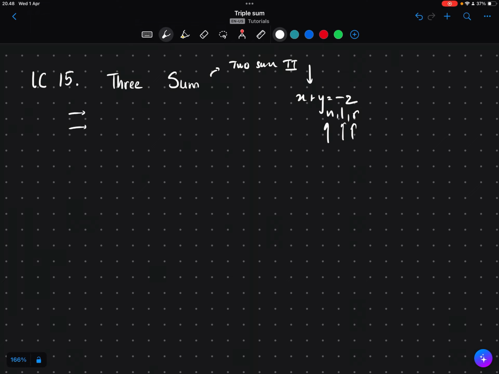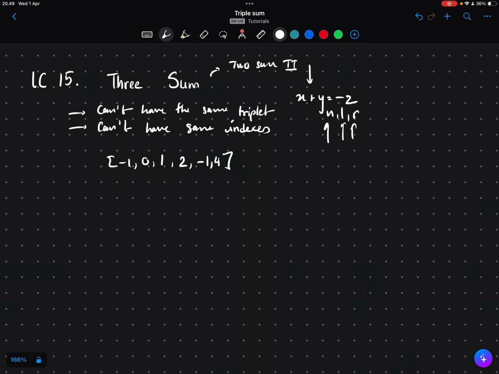In this question there's a bit of a difference: we can't have the same triplet twice, and the indexes that we choose can't be equal. So we're given this array, and what we're supposed to do is pick out 3 numbers that all add up to 0.